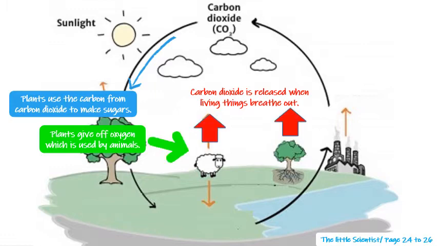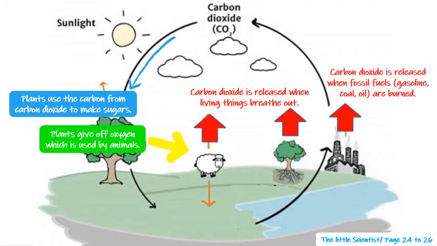Also, the oxygen released by plants is used for burning fossil fuels such as coal, oil, gasoline, and different other gases. When we burn these fossil fuels, we are releasing carbon dioxide into the atmosphere.